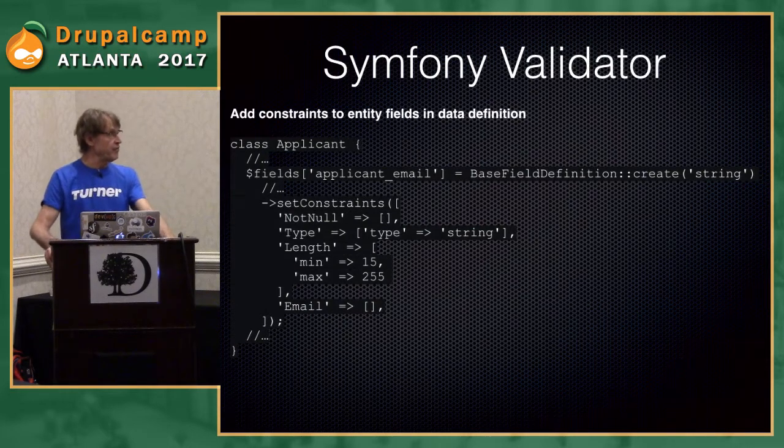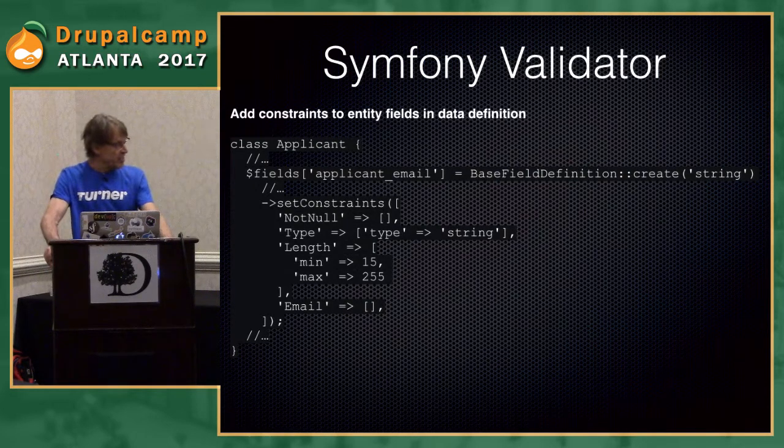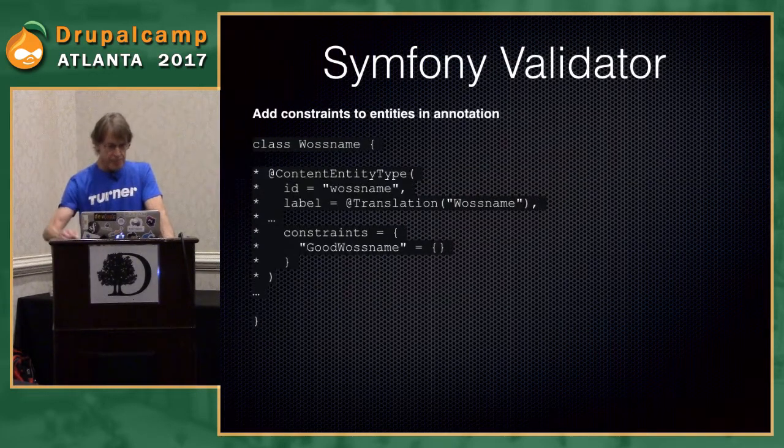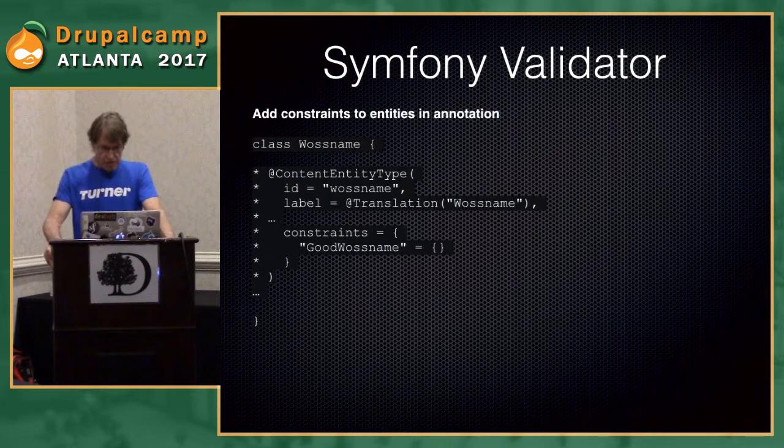So now say we have our email, like we talked about earlier. We want to make sure that it's not null. We want to make sure that it's a string between 15 and 255 characters, and that it's a valid email. And this will take care of that for us. To add constraints to an entity, you just include a constraint attribute in your entity annotation. And you can add as many constraints in there as you like. So here we see my wasName, and I want to make sure that it's a good wasName.